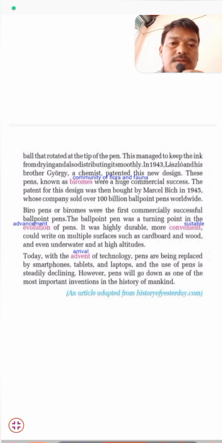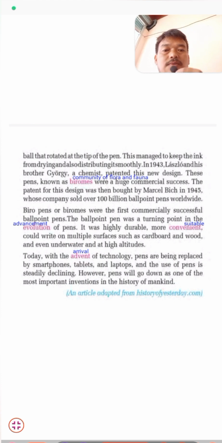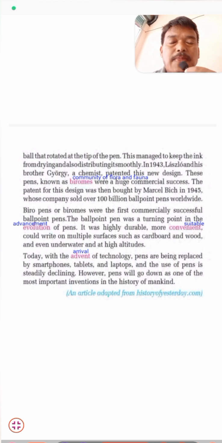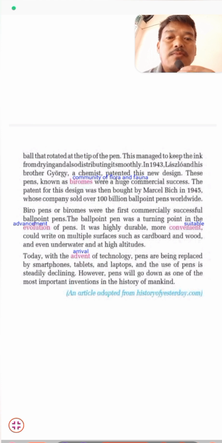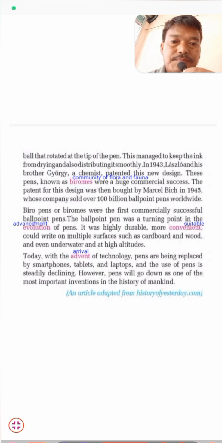The ballpoint pen was a turning point in the evolution, meaning advancement, of the pen. It was a great advancement. It was highly durable and more convenient. Convenient means suitable. It could write on multiple surfaces such as cardboard and wood, even underwater and at high altitude. Students, these ballpoint pens are highly durable and convenient. We can write everywhere, on cardboard, wood, even underwater at high altitude. These are some advantages of this new invention.